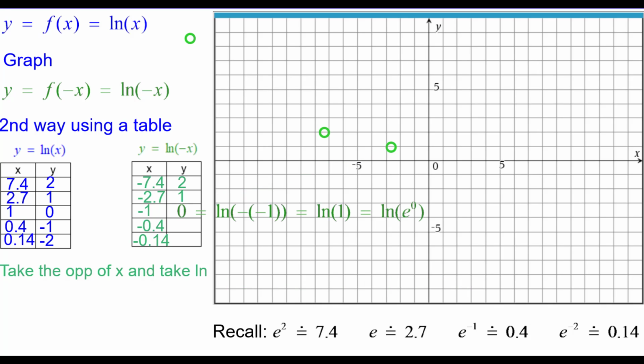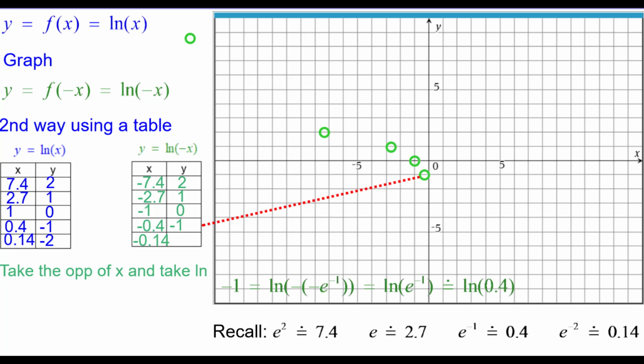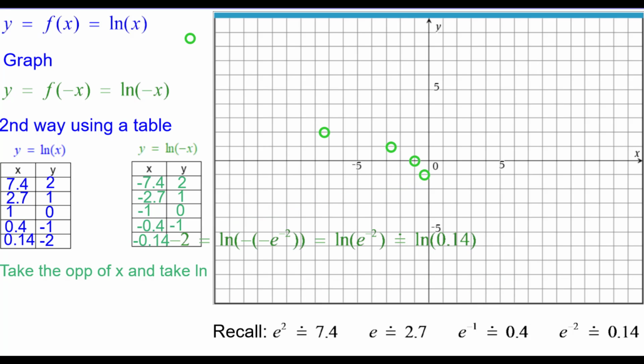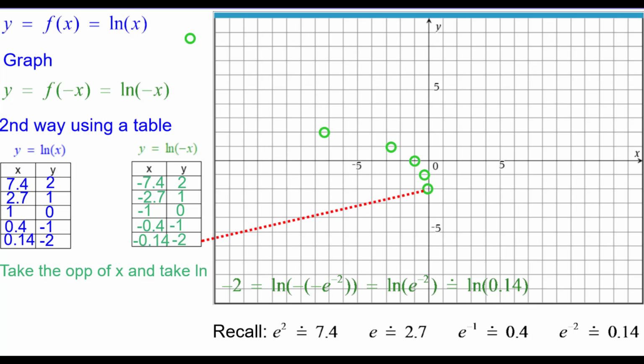Natural log of the opposite of -1 is the natural log of 1, which is 0, -1 comma 0. The natural log of the opposite of negative e to the -1 is the natural log of e to the -1, which is -1. So -0.4 comma -1. And finally, the natural log of the opposite of negative e to the -2 is the natural log of e to the -2, which is -2. So approximately -0.14 comma -2.